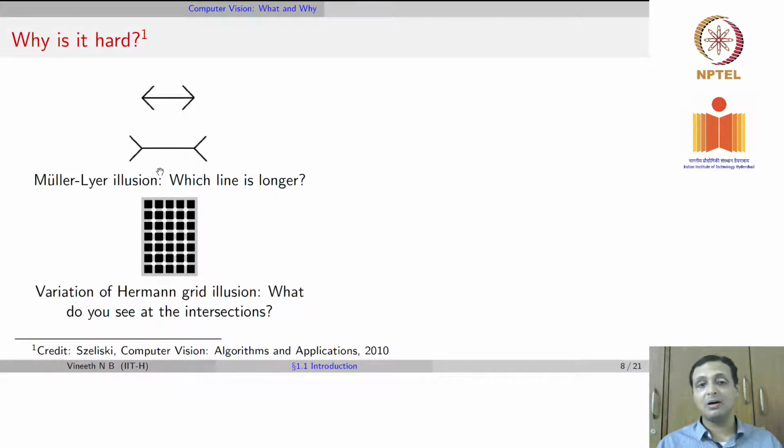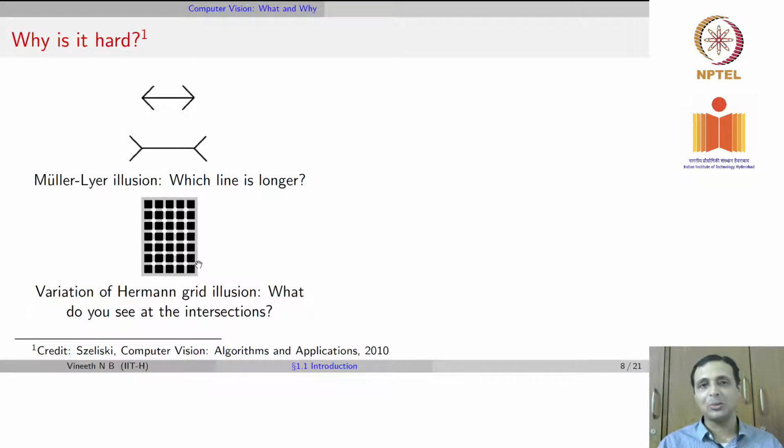And there's a very popular illusion called the Hermann grid illusion, named after a German physiologist called Hermann, where if you simply looked at that grid in front of your eyes, you would start hallucinating black dots and white dots at the intersection of those grid points.